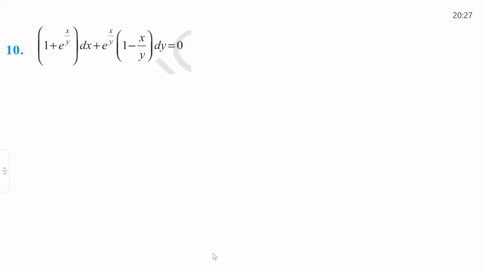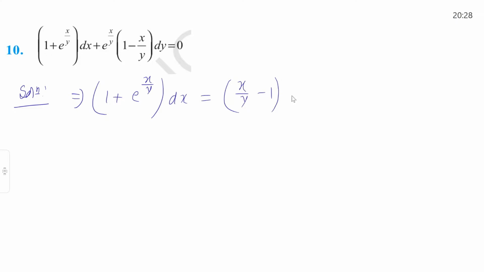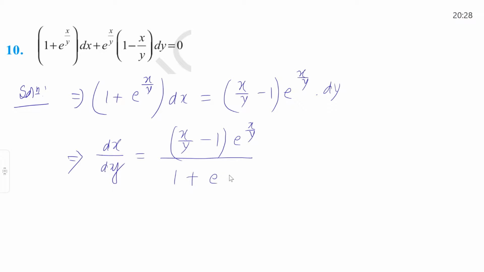So next we will see this one. I have solved this one; this time x by y is there, so the solution will be a little different. Since x by y is there, you will have to keep dx by dy, the expression will come on the left hand side. Left hand side is 1 plus e to the power x by y, function of x by y, dx is equal to, shifting to the right side it becomes negative, but I will write x by y minus 1 into e to the power x by y dy. So dx by dy is equal to numerator x by y minus 1 into e to the power x by y, whole numerator, divided by 1 plus e to the power x by y.